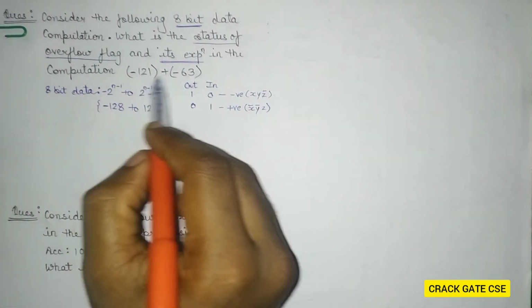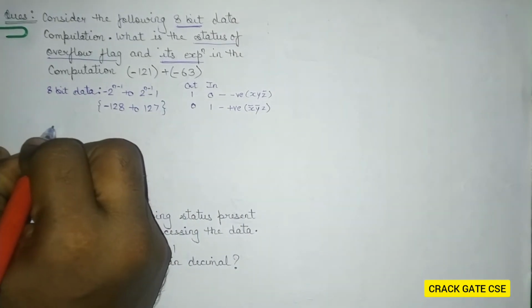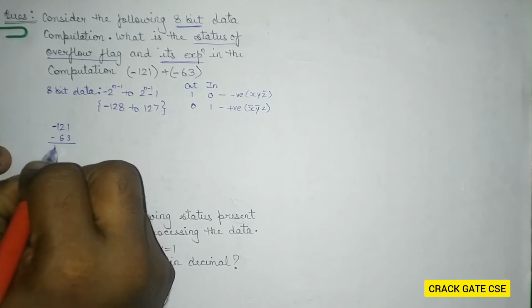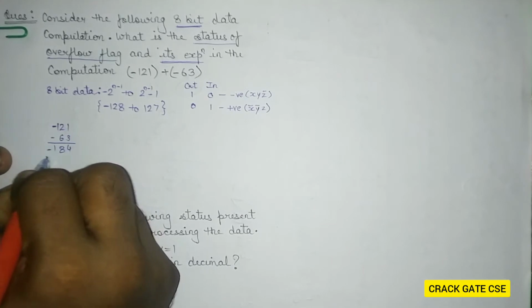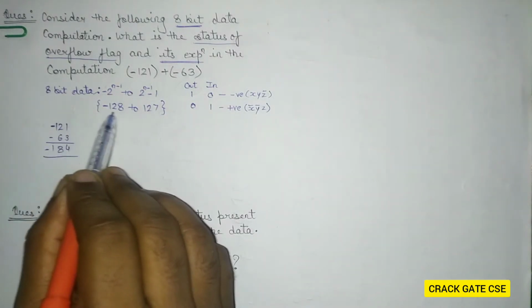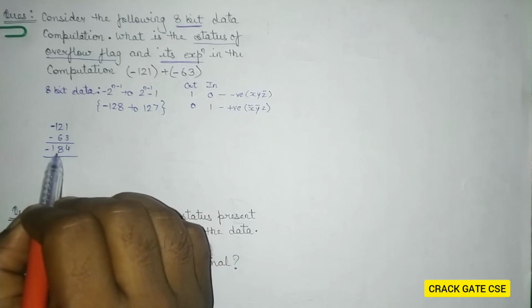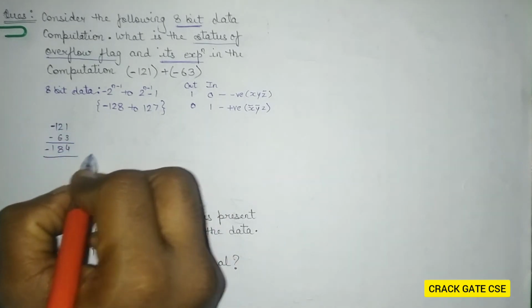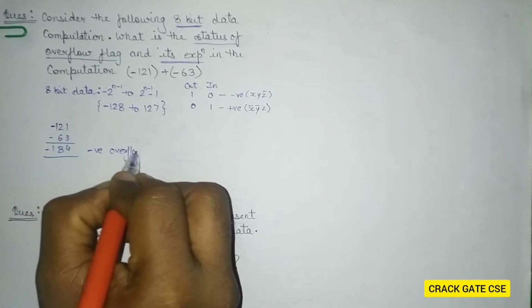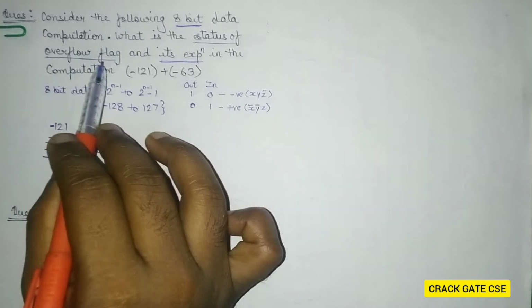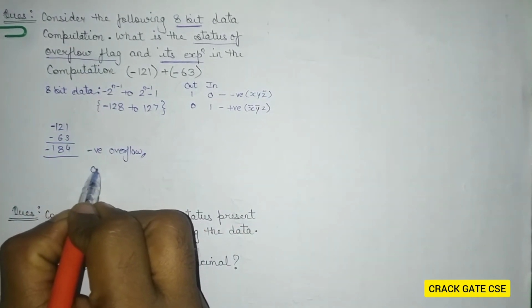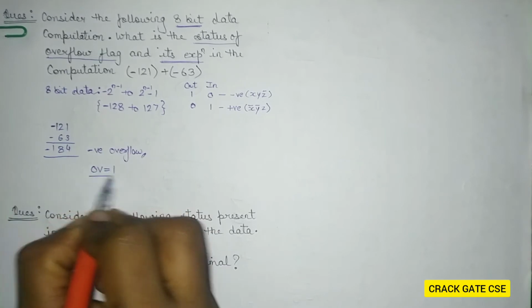Now we have to add these two values, minus 121 and minus 63. What will be the sum? It will be 184, of negative sign. So we can clearly say that this value is out of range for 8-bit data, on the negative side, so we are getting a negative overflow. What is the status of the overflow flag? The status of the overflow flag is 1, because if the range is exceeded, the overflow flag will be set.